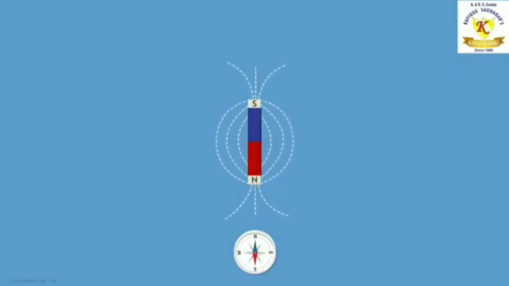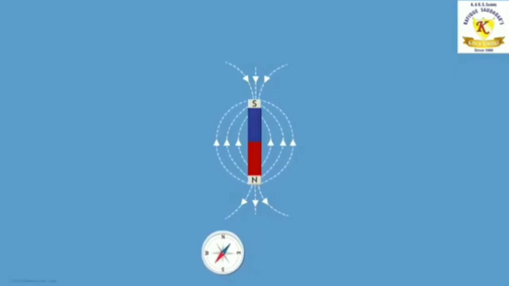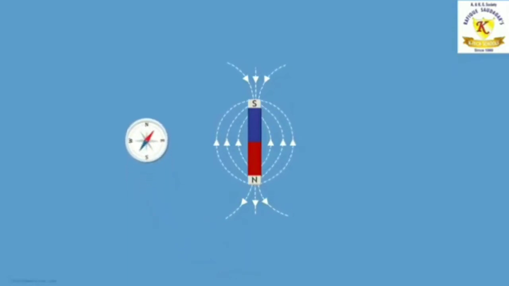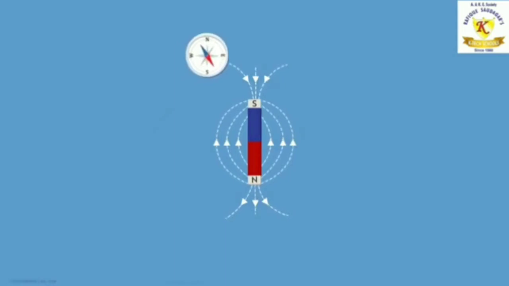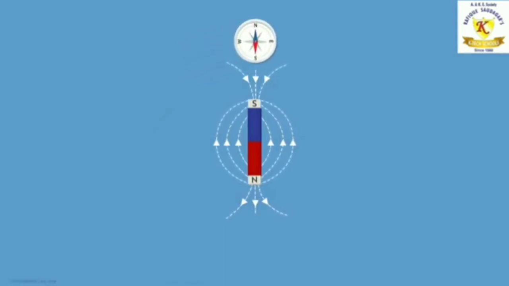We know that in a bar magnet, the field lines emerge from the north pole, curve around the magnet and end at the south pole. So if we move the compass in the direction of the magnetic field, then its needle will also align itself in the direction of the field.